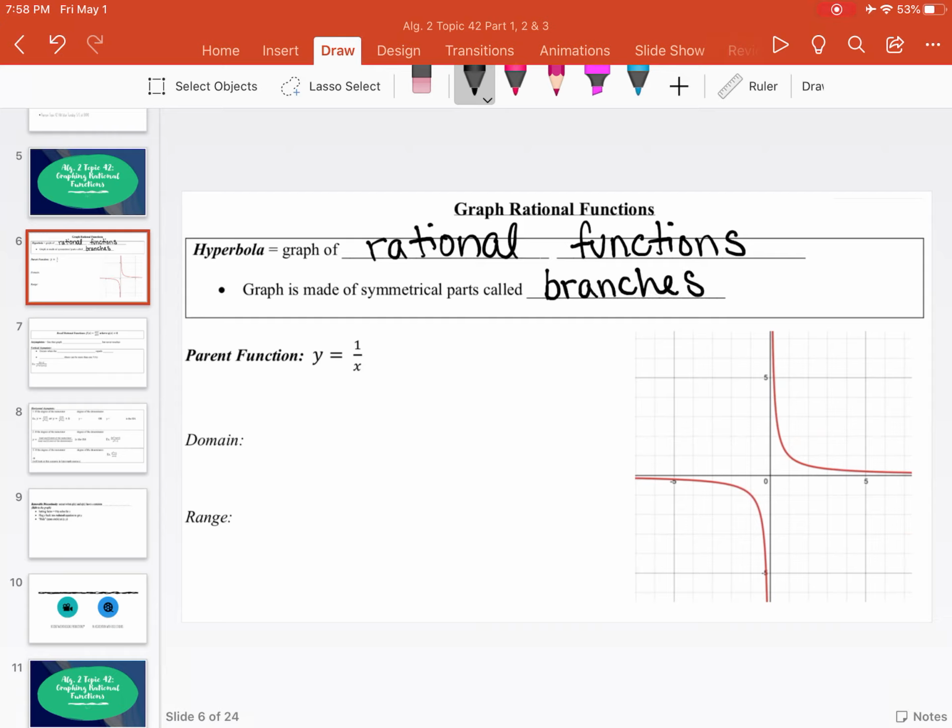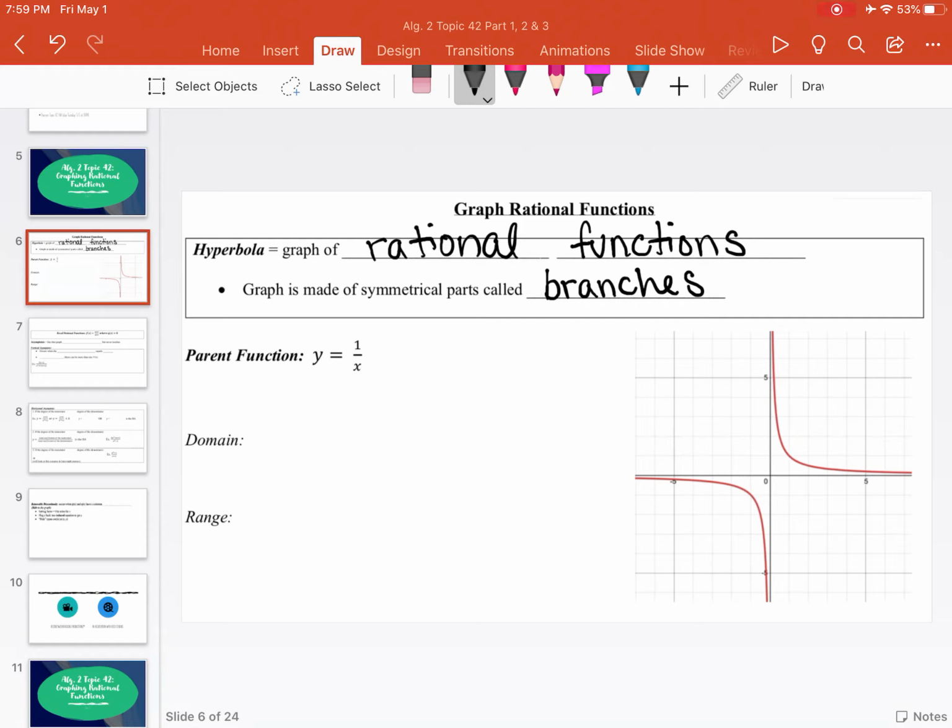Now the parent function of a rational function is y equals 1 divided by x. Sometimes we may see this as y equals x to the negative first, but remember, we don't write our final answers with negative exponents, so we're going to move that variable of x down to the denominator and write it as 1 over x. This is also the inverse function.